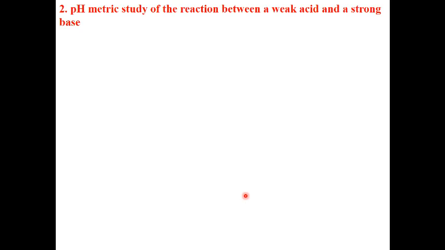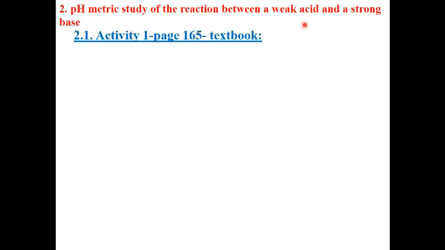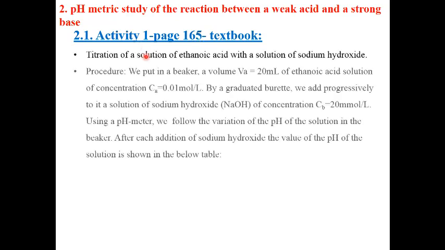Okay, now after determining that this reaction is complete and can be used for titration, let's start a pH metric study for the reaction between a weak acid and a strong base. To study the pH metric, we have to consider a practical example. Actually, it is the one figuring in your textbook on page 165, activity one. It's copied from your book as is. You have here, in a beaker, the acid with an initial volume of 20 milliliters and with an acid concentration of 0.01.